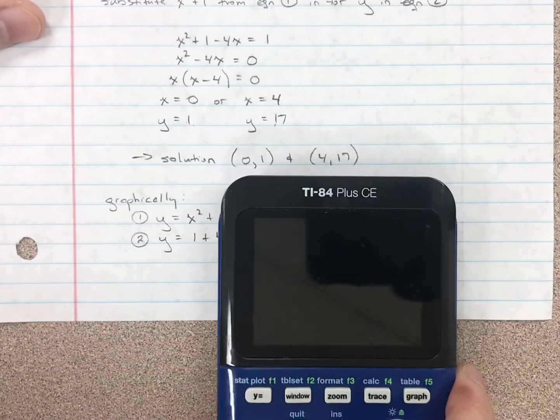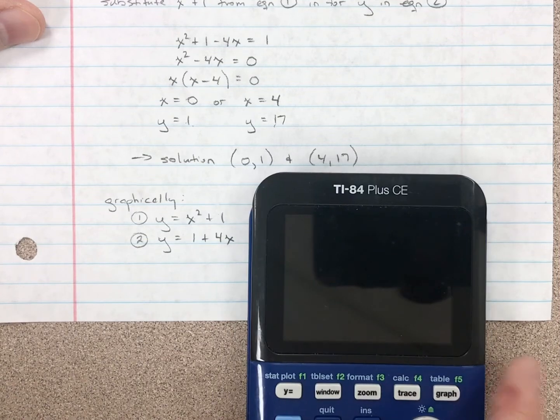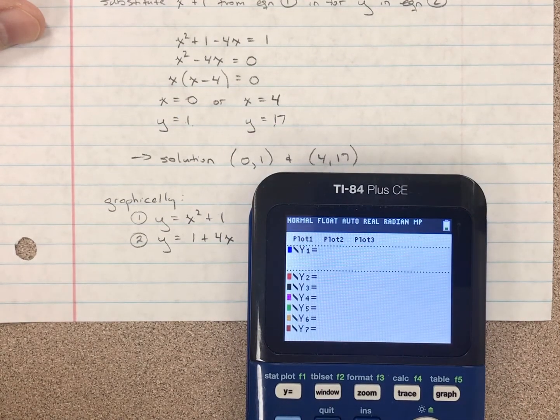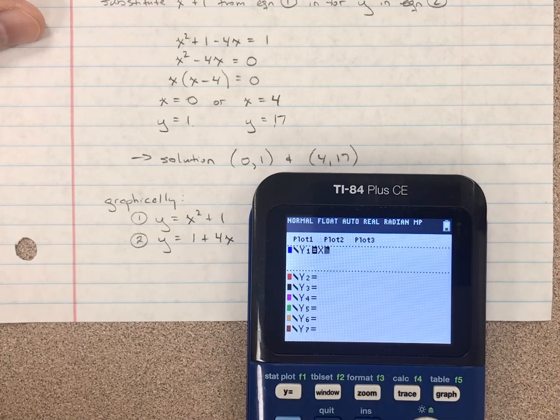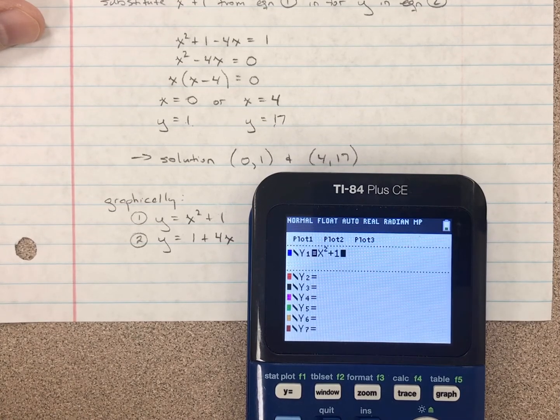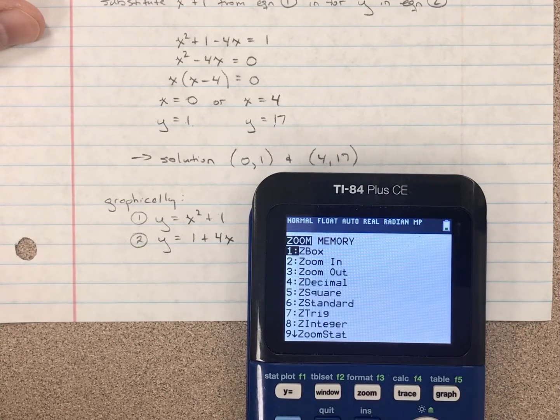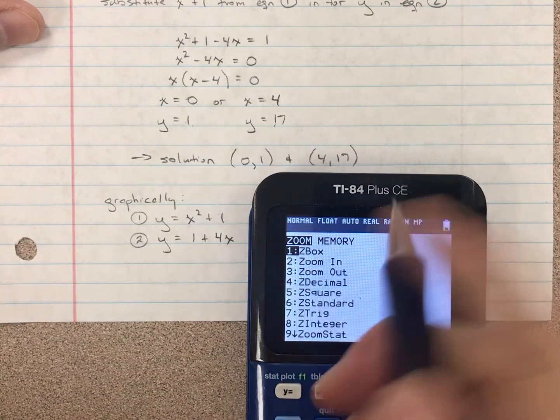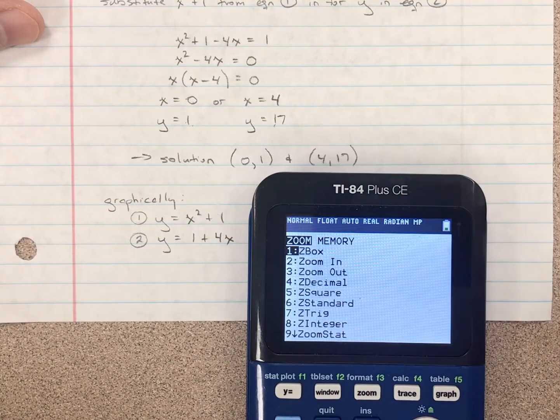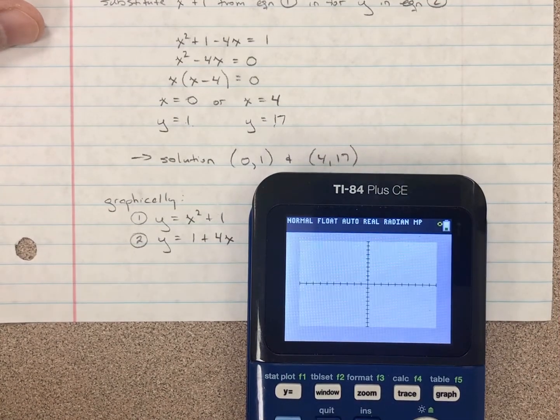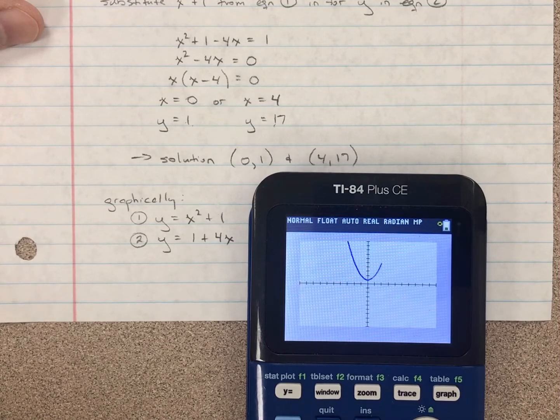I'll shift this up a little bit. Okay, let's get my calculator turned on. Again, y1 is x squared plus 1. y2 is 1 plus 4x, or 4x plus 1. I'll go to my standard window, which I know is not going to fit because of this point here, but we'll start with standard. Here's my parabola, and here's my line.